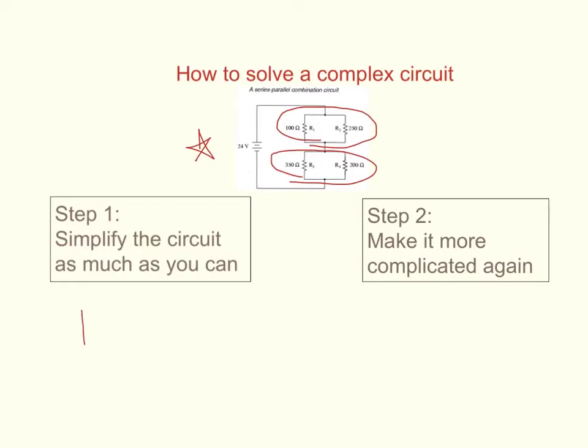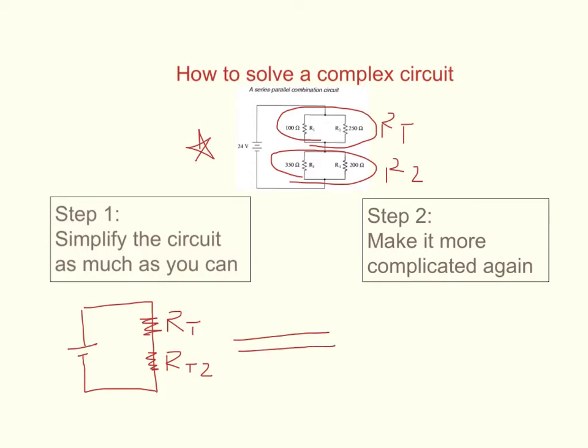And you'll have a circuit that looks something more like this, where we have our battery here, and this would be the RT from this first side, and this would be the RT of the second part. Then we can find the total resistance of everything and solve for information that deals with the current. Once we know information about the current, we can find out more information. Eventually, we're going to use that information and make it complicated again.